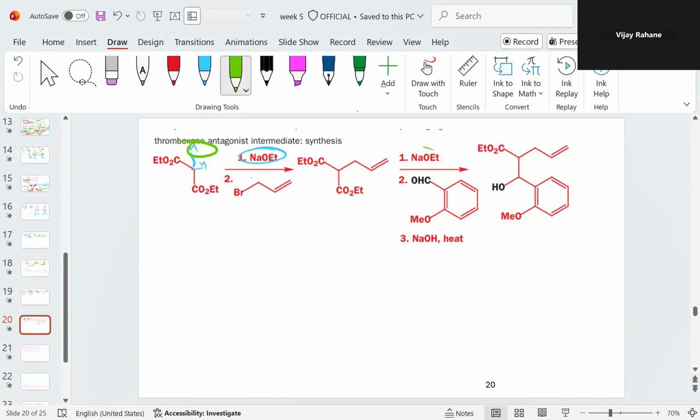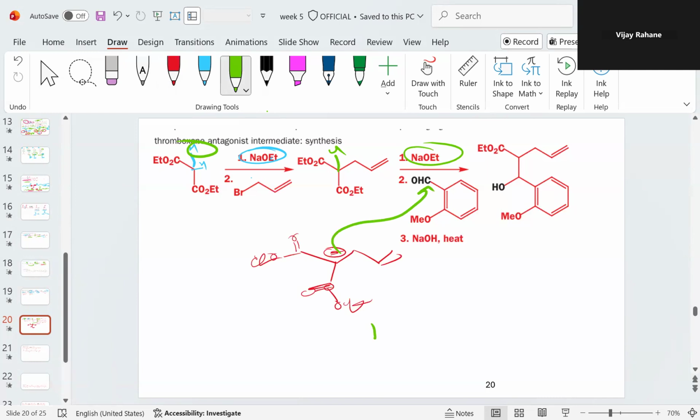Once this allyl part is formed, now the second step is, again with the base NaOEt. Now what do we have? We have one hydrogen here. So in the presence of the base, this forms the enolate again, the second enolate. So basically it forms this negative charge here, around OEt. This negative charge further attacks this aldehyde.